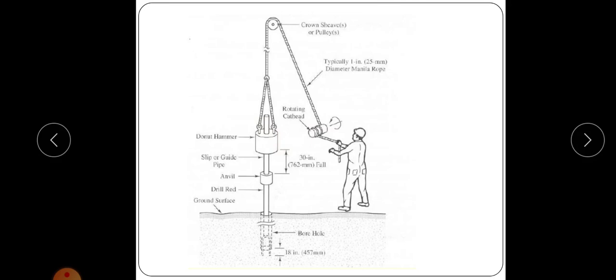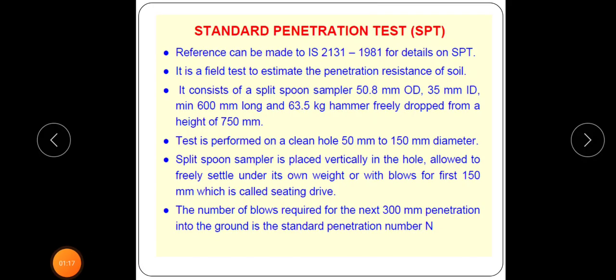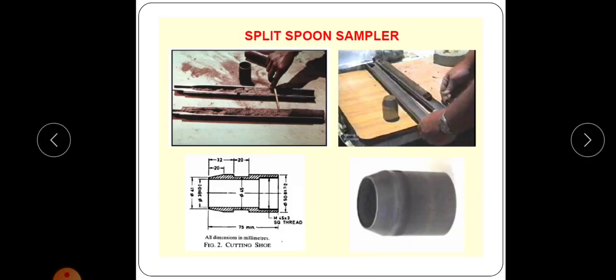The test is used for calculating the relative density and the angle of shearing resistance of coastal soil, and it can also be used to determine the unconfined compressive strength of cohesive soil, and all these experiments are done in the field. So it is a field test to estimate the penetration resistance of the soil, and the standard penetration test is conducted in a borehole using the split spoon sampler that we have discussed.